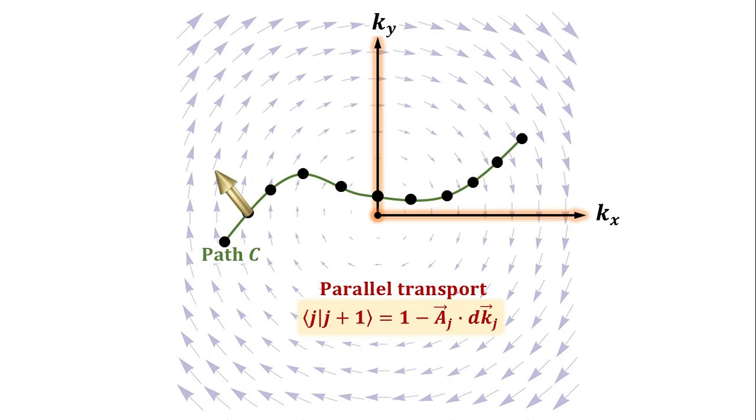Specifically, the Berry connection acts as a guide for how the quantum state should change to remain parallel to itself along the path. This phenomenon, known as parallel transport, ensures that the state accumulates only the geometric Berry phase, rather than a dynamical phase, a concept that originates in the broader mathematical framework of differential geometry.